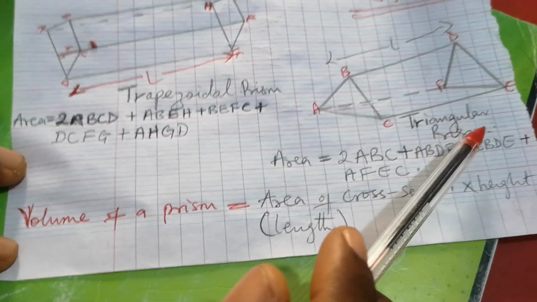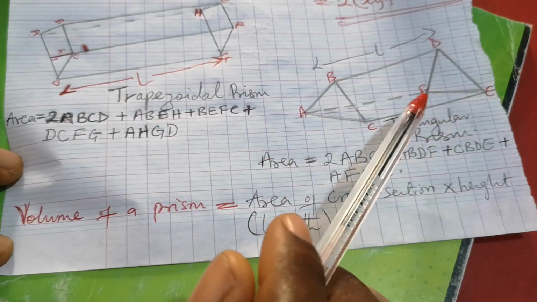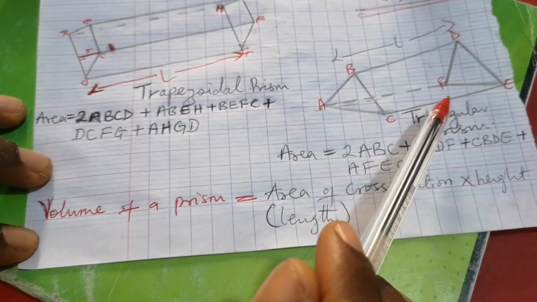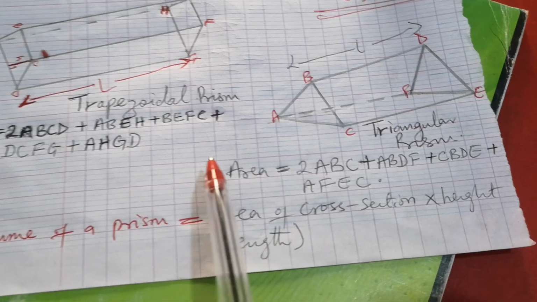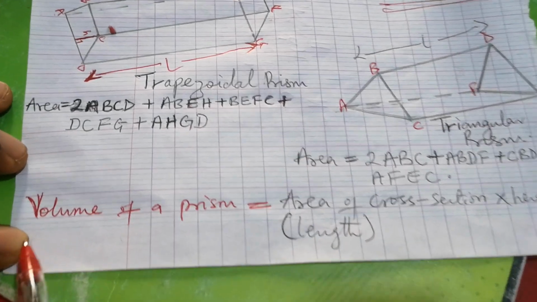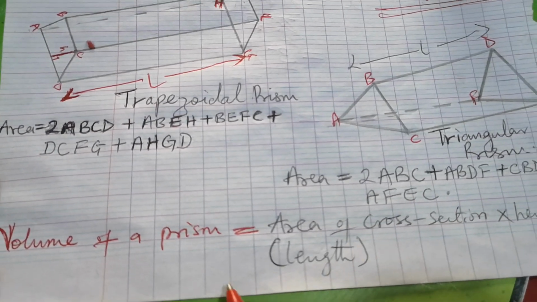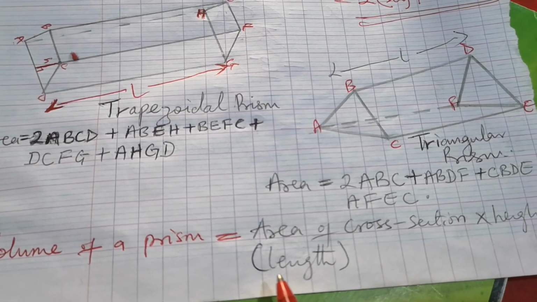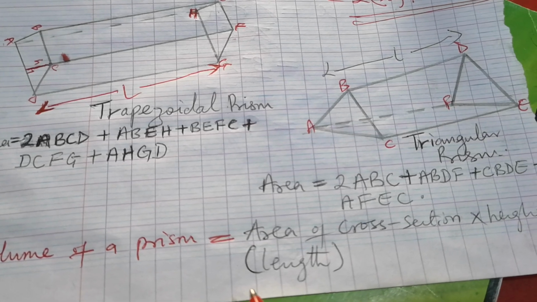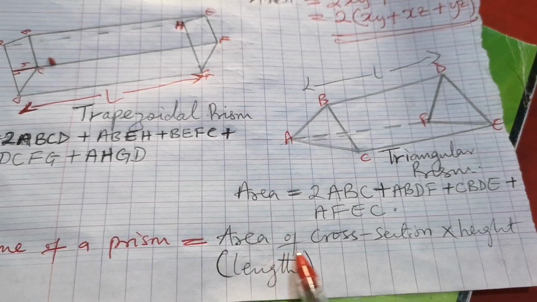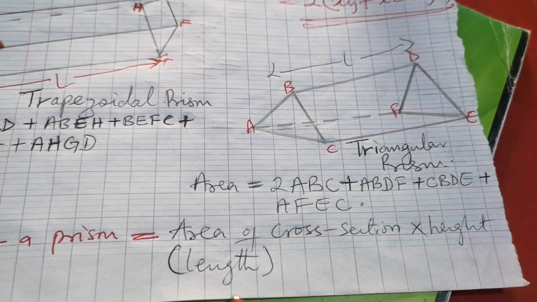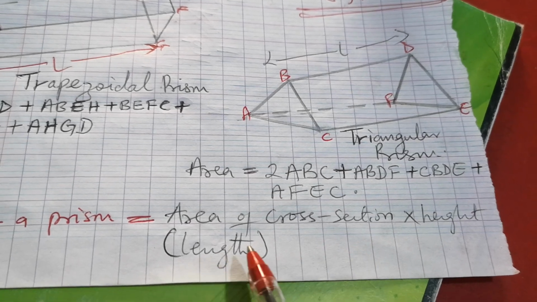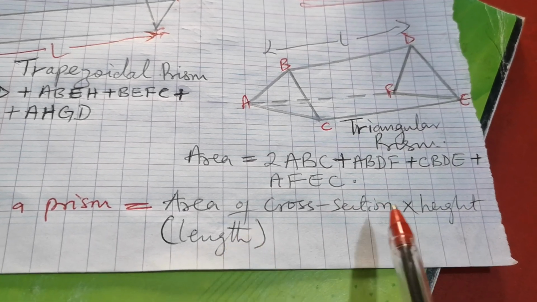So we have just discussed how we can calculate the area of a prism. Now, how do we calculate the volume of a prism? Volume of a prism generally has just one formula, and the formula is area of cross section times height. It could be height or length, depending on how the prism is standing or lying.